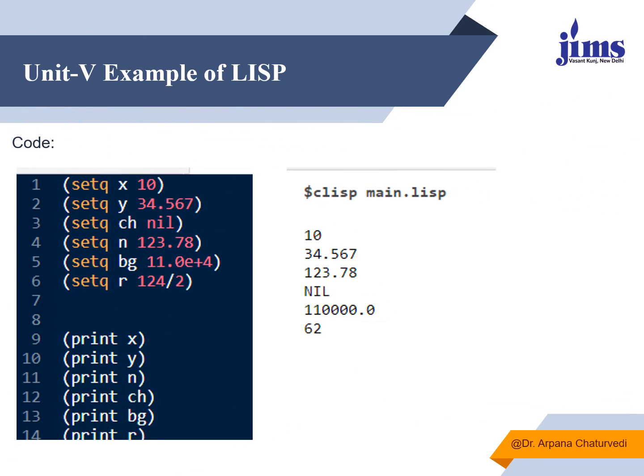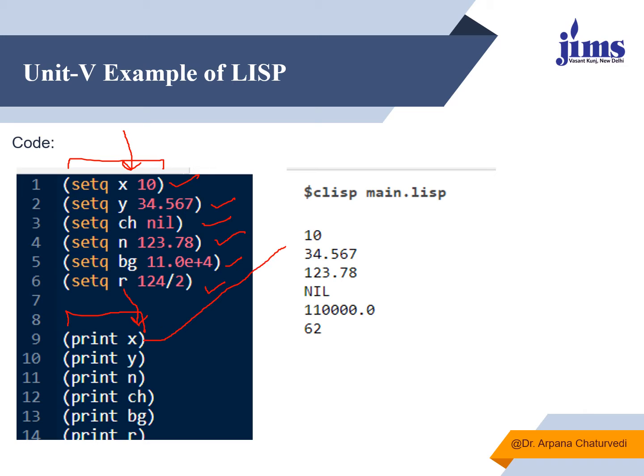This is one of the examples wherein I am using setq. Setq is used to set the value of a variable. These are the variables. Within parentheses, I am setting the value of a variable. For x, I set it as 10. For y, 34.567. For ch, nil. For n, 123.78. For bg, an exponential number. For r, one rational number. And now if I try to print all these values, the print function is used to give the output. We need to write this also within parentheses.